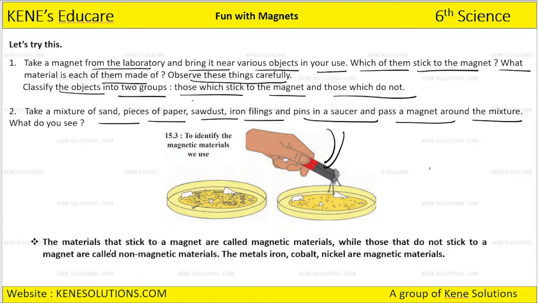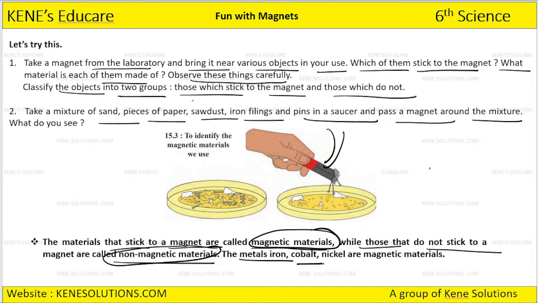So the materials that stick to the magnet are called magnetic materials, while those that do not stick to the magnet are called non-magnetic materials. Magnetic material किसको बोलते हैं हम? The material that sticks to the magnet उनको हम बोलते हैं magnetic material, और जो stick नहीं होंगे उनको हम बोलते हैं non-magnetic material. The metals iron, cobalt, nickel are the magnetic materials.